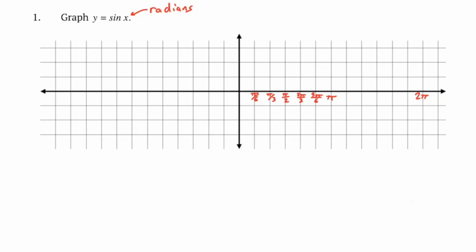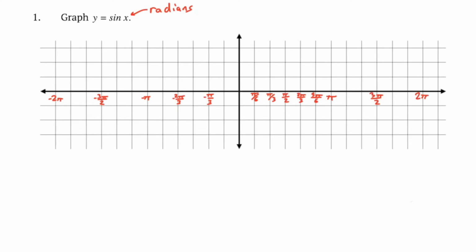Now it'll get messy if we label every single point on the x-axis, so we don't have to label all of them. I'm just going to go halfway between pi and 2 pi, and that would be 3 pi over 2, just so we get a little bit more labeling in there. And it's also good to get a few negative labels in there as well. So now I'm just going to start thinking about what happens when I plug these angles into the sine function and see what I get for outputs.